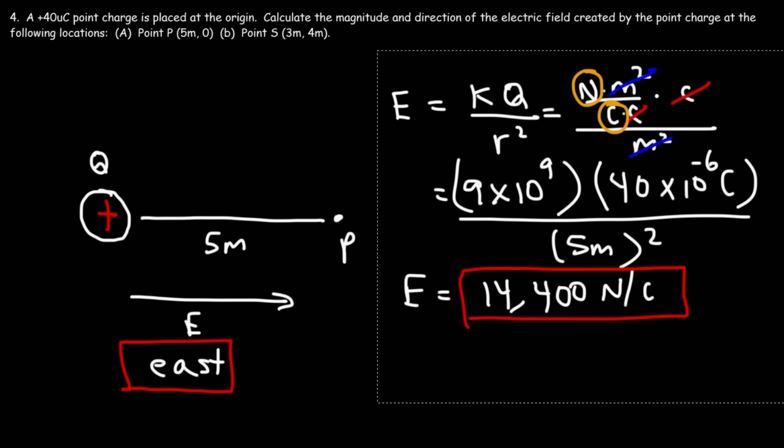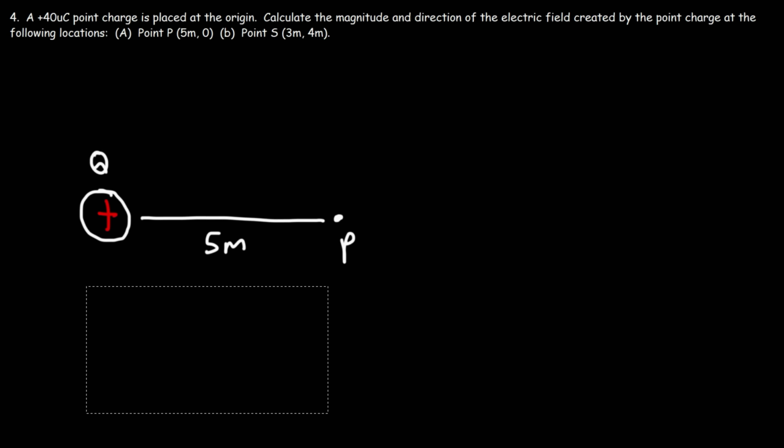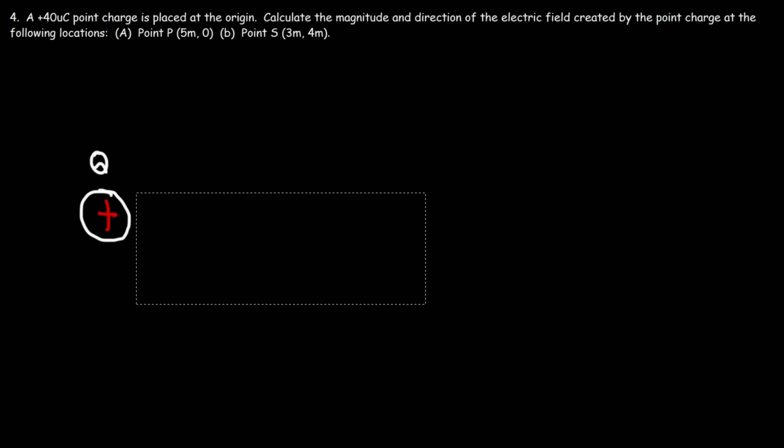So that's it for part A. So it's 14,400 newtons per coulomb directed east. Now let's move on to part B. So let's calculate the electric field at point S.